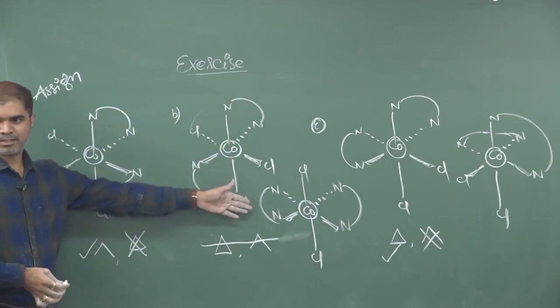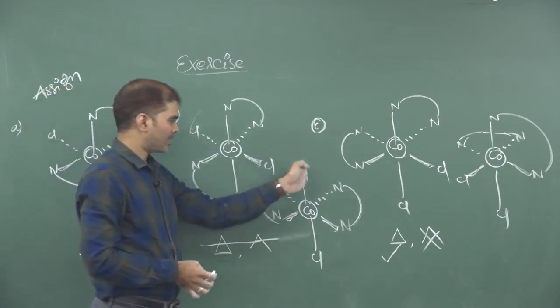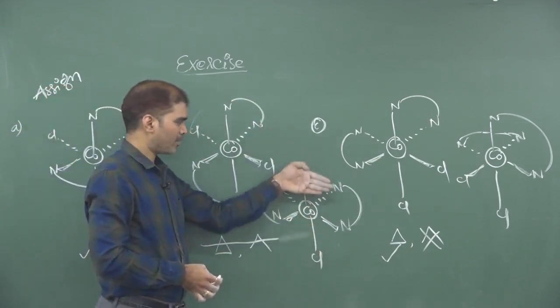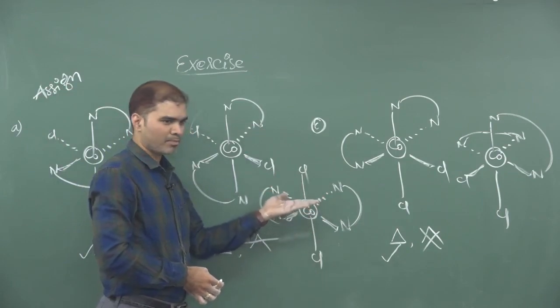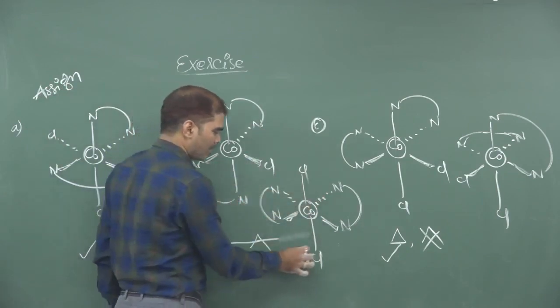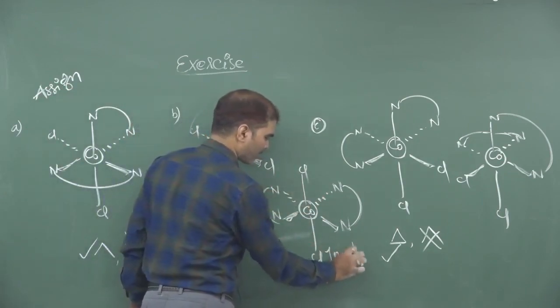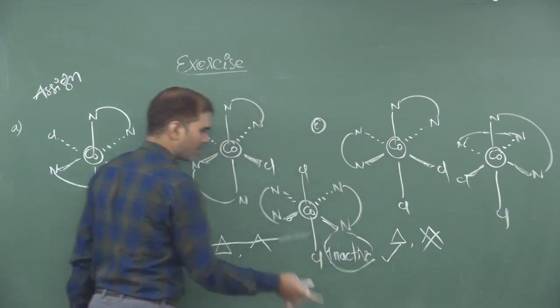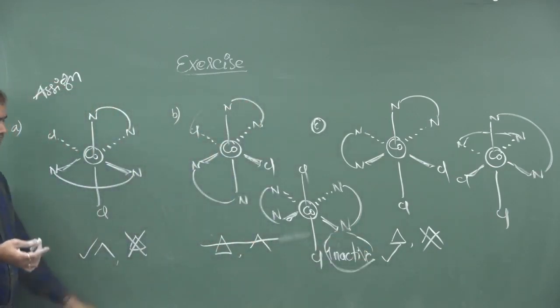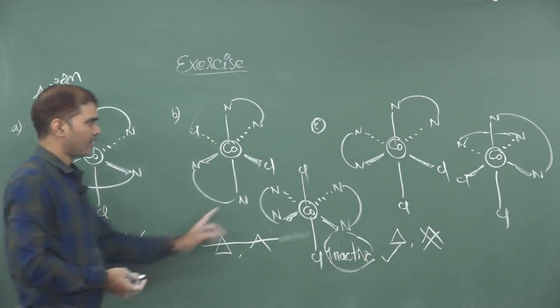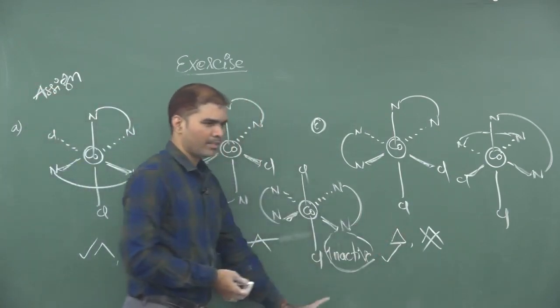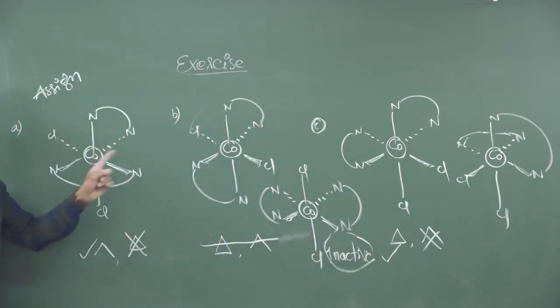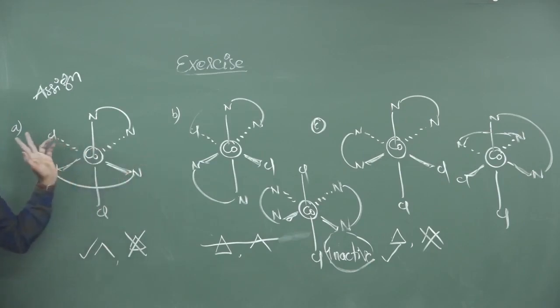Do you have planes? Plenty. XZ plane is present, YZ plane is present, XY plane is also present. All three planes are present. Therefore, this is inactive. So once it is inactive, neither can I assign delta nor can I assign lambda. So first one lambda is right, last one delta is right, middle one you just write a point there. It is a trans isomer, hence it is optically inactive. Don't assign any configuration to it.